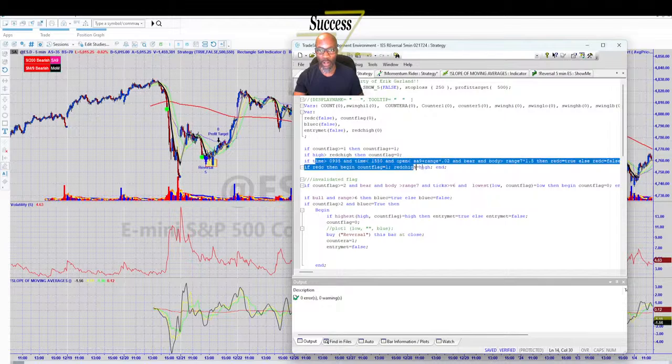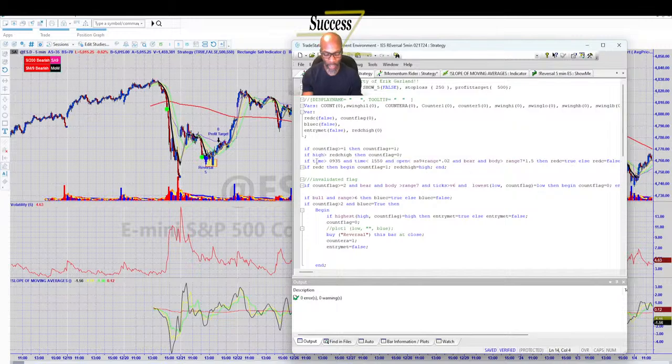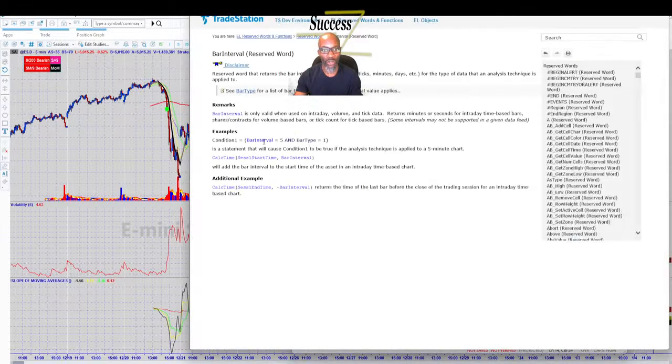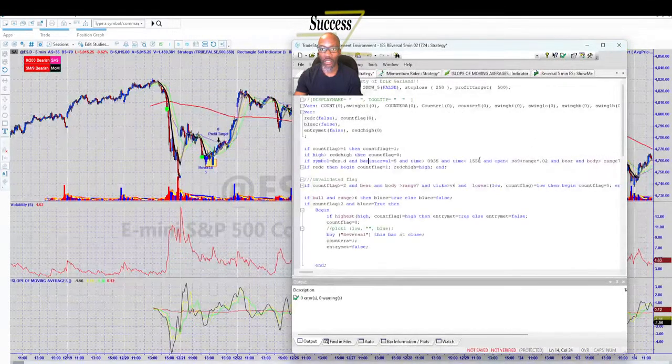So this is a part of that initial entry criteria for the red C. So we'll put it here that the symbol has to be at ES.D, and the bar interval has to equal, I think, 5. I think that's the way you define the bar interval. Yes. Okay. And then verify.